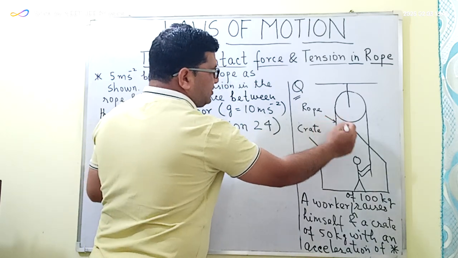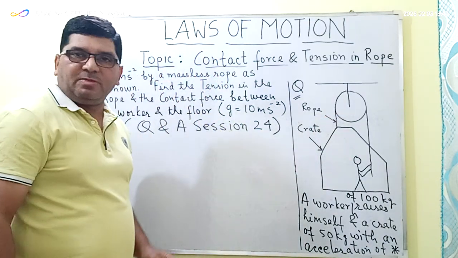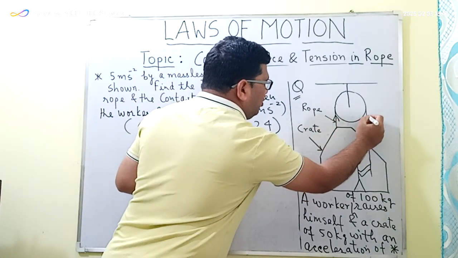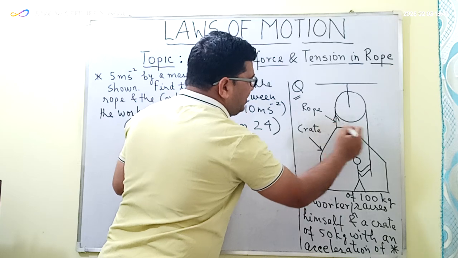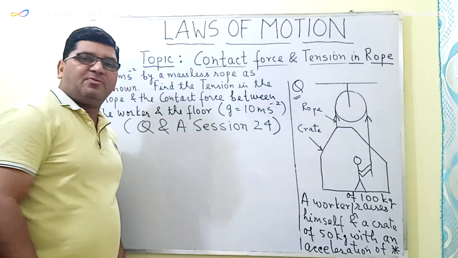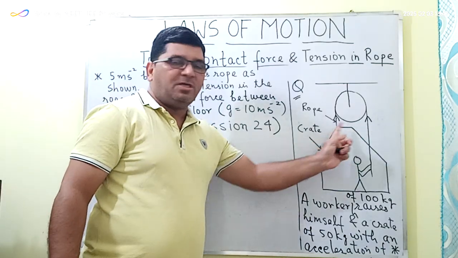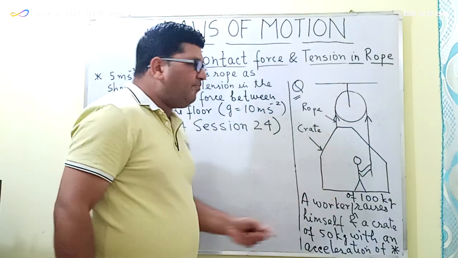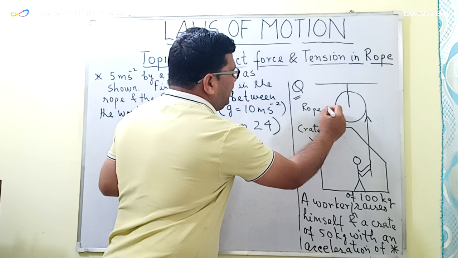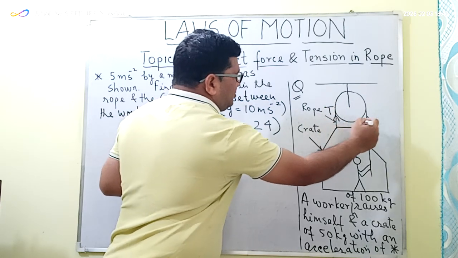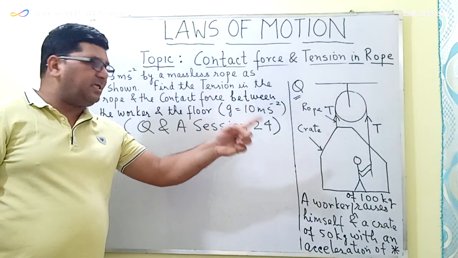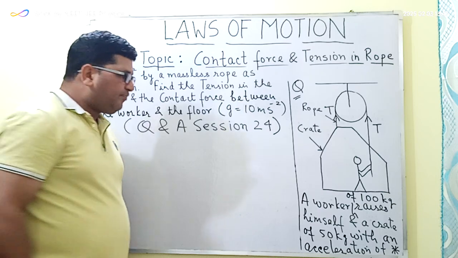Since tension always acts away from the body, the tension in this segment of the rope will be acting in the upward direction as indicated by this arrow, and the tension in this segment of the rope will also be acting in the upward direction as indicated by this arrow. Now since this is one single rope, if the tension in the string is say T in this segment, the tension in this segment will also be T, and it will be acting in the upward direction as indicated by the arrows.